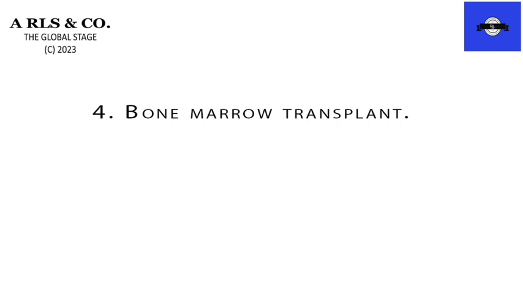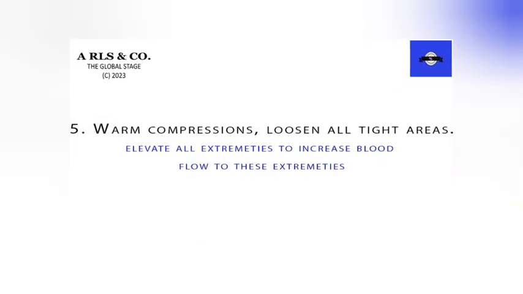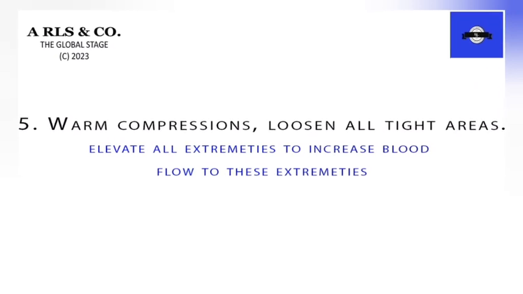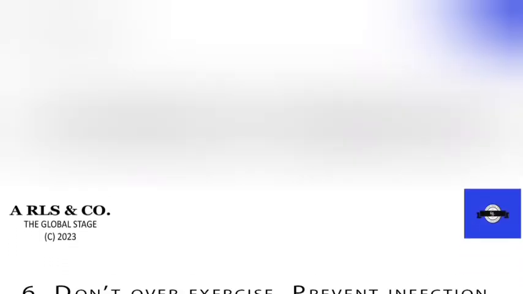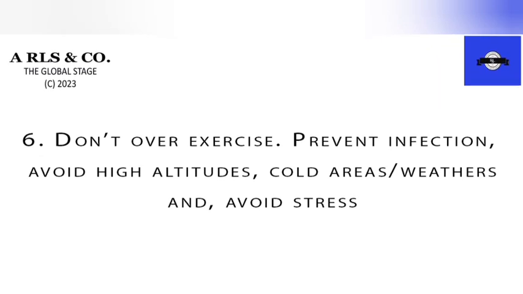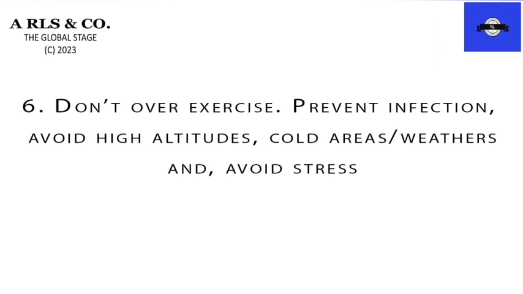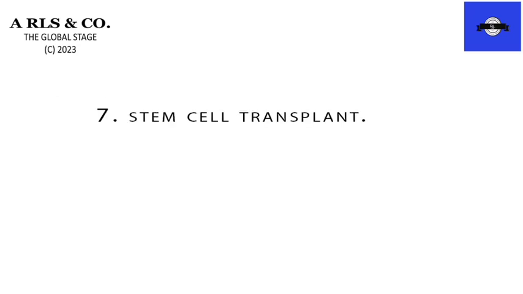Number 5 is warm compressions. You loosen all tight areas. You elevate the extremities to increase blood flow to these extremities. Number 6, don't overexercise. Prevent infection. Avoid high altitudes. Avoid cold areas or weather, and avoid stress. Lastly is another complicated procedure called stem cell transplant.